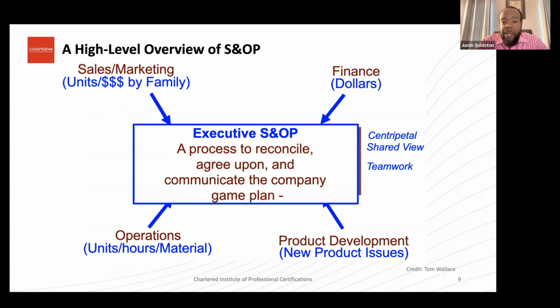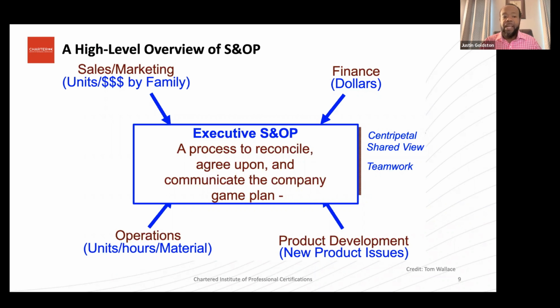So if sales and marketing provides a forecast at the family level, then it's going to cost us this much to produce those products that sales and marketing is forecasting, and then finance is going to come in and say whether or not we have the budget to produce those goods based on the forecast.